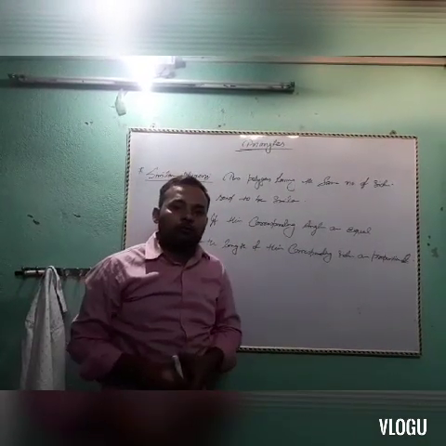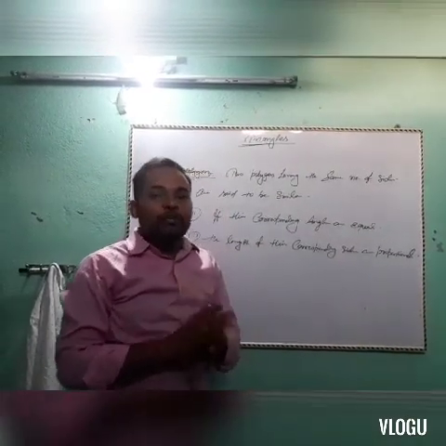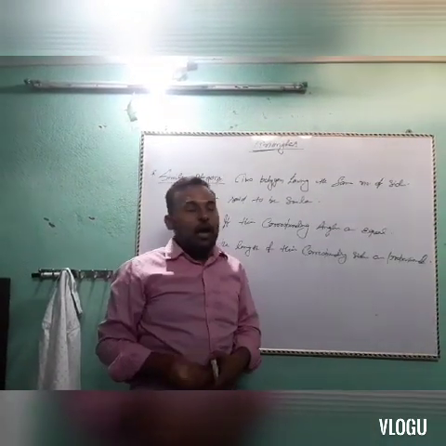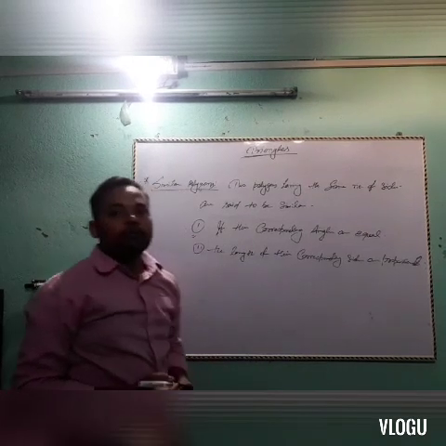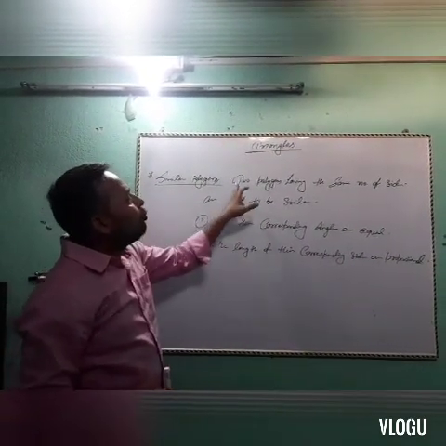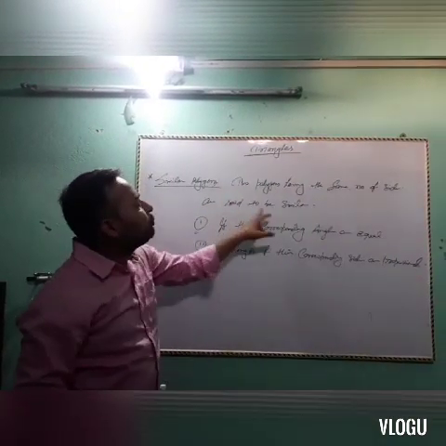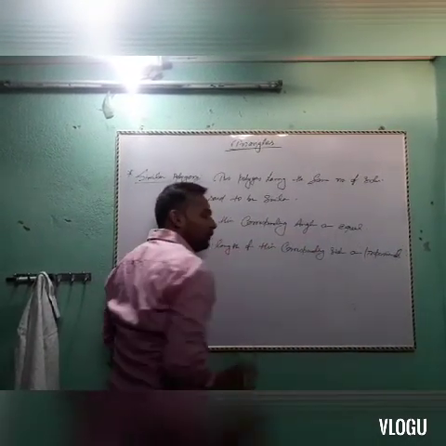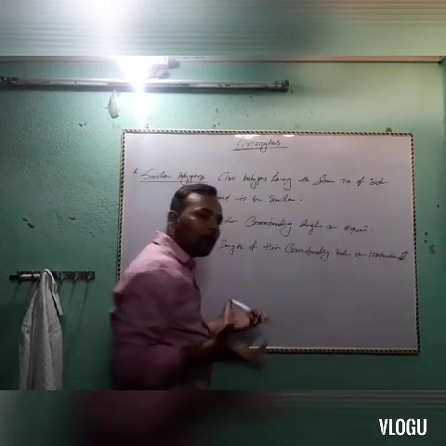What is a polygon? A simple closed figure which is bounded by three or more than three line segments is said to be a polygon. Similar polygons: two polygons having the same number of sides are said to be similar if their corresponding angles are equal and the lengths of their corresponding sides are proportional.